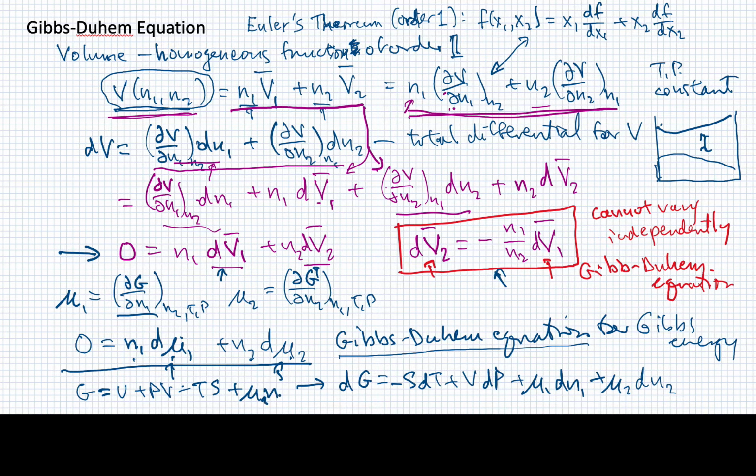And I should have probably included multiple components when I wrote this out down here. So this is a generalization of the total differential for the Gibbs energy that we've seen in earlier lessons, and that helps to define changes and equilibrium conditions for a variety of different systems.